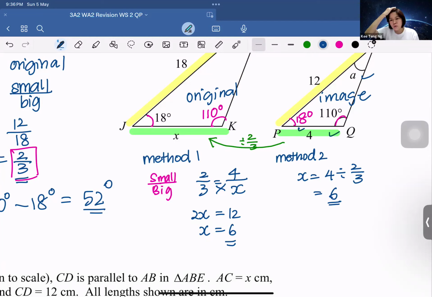If you're not very sure, do I multiply or do I divide? Then probably it'll be safer for you to just use the ratio method. Small in this case is reduction, so small over big. You already have this ratio. Find the pair of corresponding sides with the length x itself that matches with 4. Then you cross multiply and get the answer. Have you gotten the concept? Now let's go on to the next question.